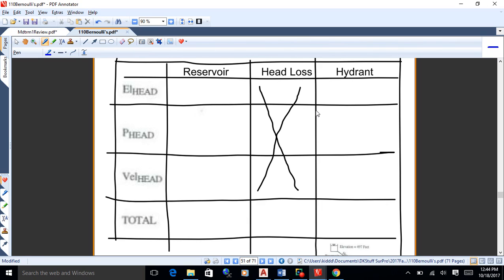There isn't any. It's zero. This is open. It's like an open storage. It's got to be a snapshot of one location, and you're going to be at the top. Start there, because you know the elevation is 497. And there's no pressure, that's zero.